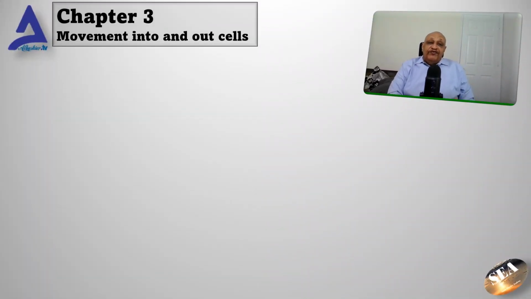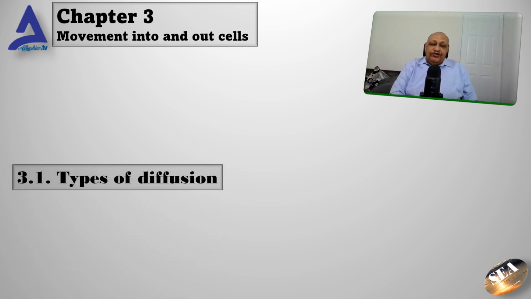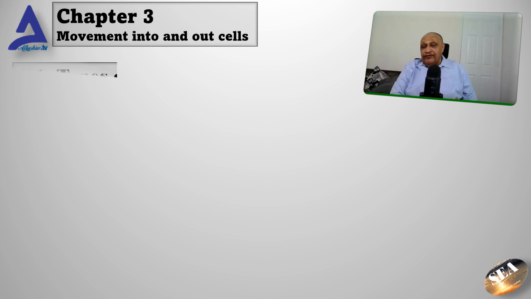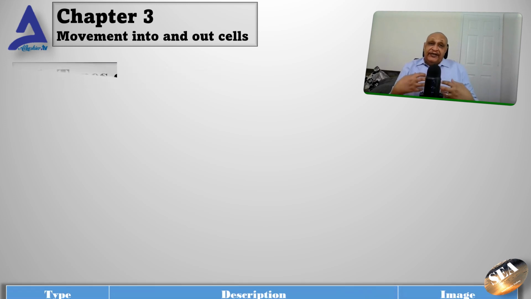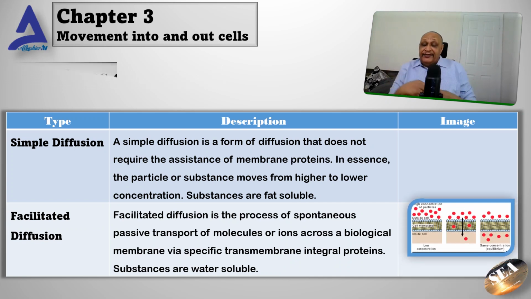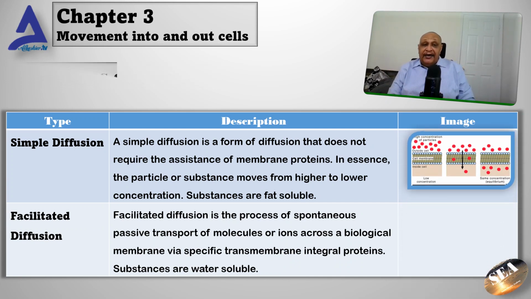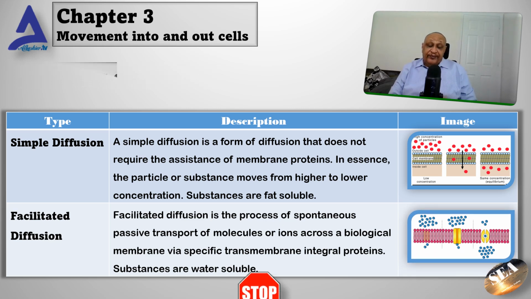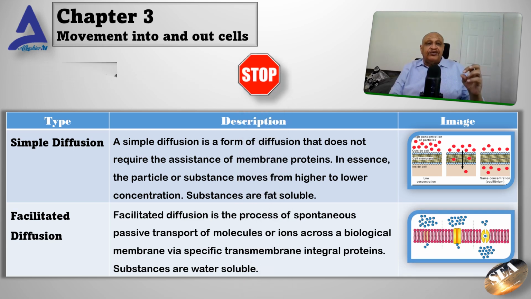Now we move forward. We would like to know, are there any types of diffusion? That means there is more than one type of diffusion. Yes, there are two types of diffusion. The first one is called simple diffusion. The second one is called facilitated diffusion.